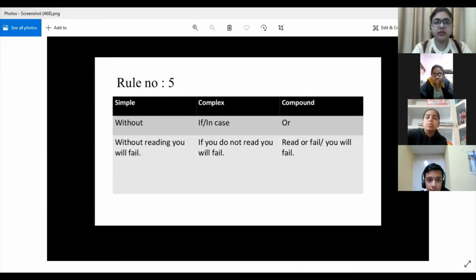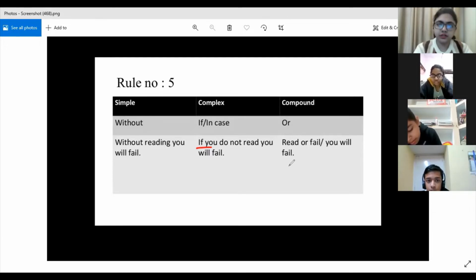Next, see if the word without is there. Without reading you will fail, or you will fail without reading. So for changing it into complex sentence, you'll be using if. Okay, if you do not read you will fail. And for changing it into compound sentence, you will be using or. Read or you will fail.